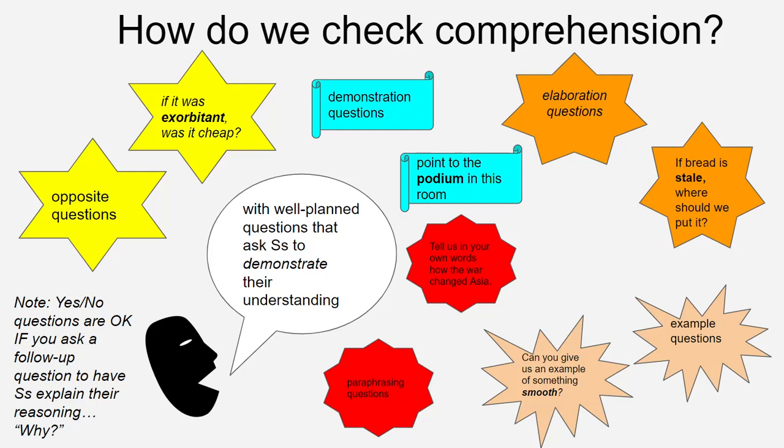Now notice that this is a yes-no question, and often teachers say don't ask yes-no questions here, but I would add that yes-no questions are okay if you ask a follow-up question to have students explain their reasoning. For example, if it was exorbitant, was it cheap? And they say no, tell me why. Well, because if it's exorbitant, it costs a lot of money. So now they've demonstrated that they know.